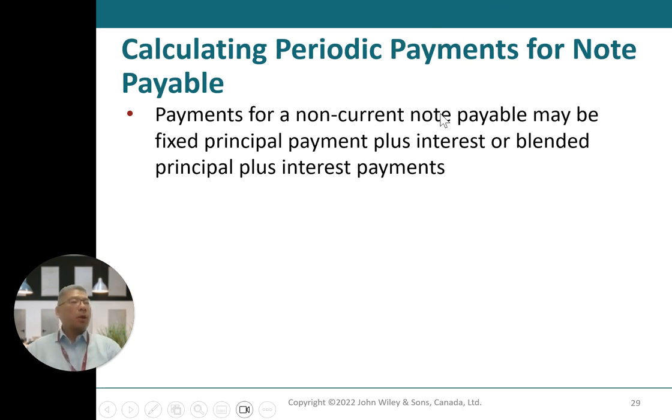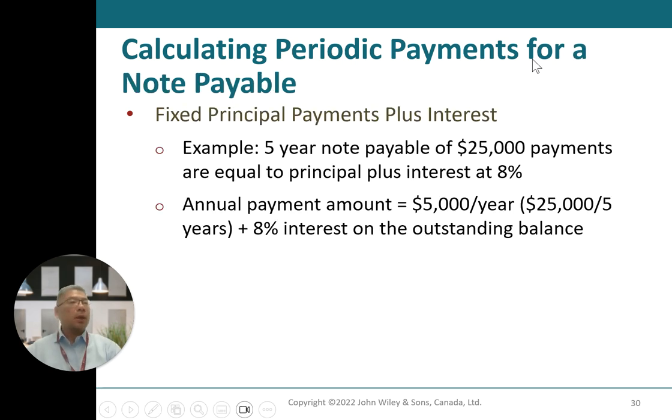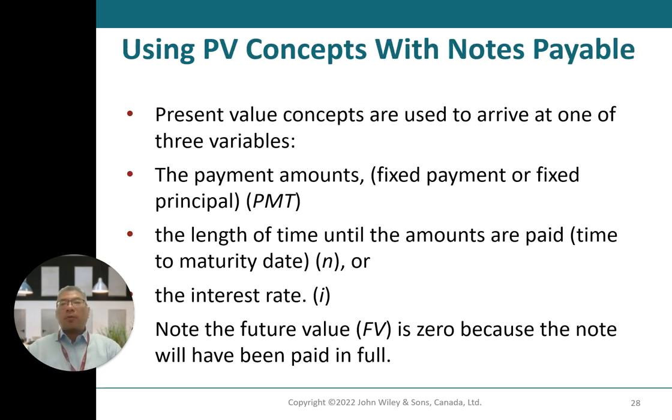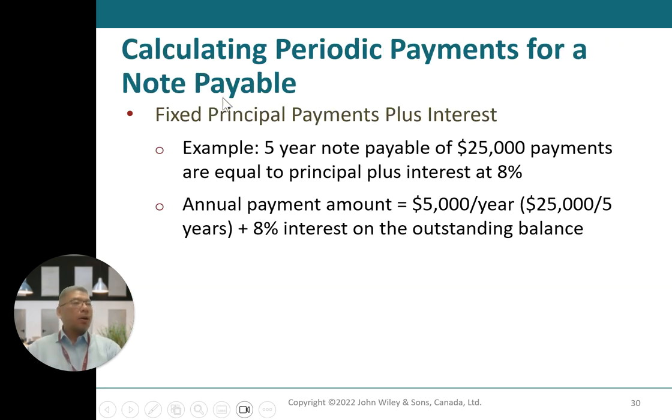And then notes payable may be paid with a fixed principal payment plus interest, or a blended principal plus interest payment. So in terms of calculating a note payable, fixed principal payment plus interest. In terms of this, this is calculating prepayment for note payable. Okay, coming back, make sure you understand this. This is the same kind of thing that you are using. The next three will be the same kind of calculation and explanation for notes payable.